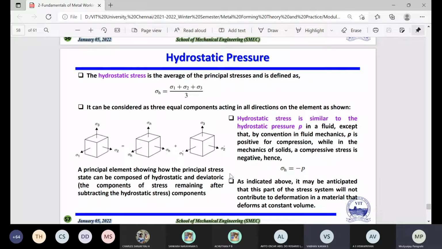So what is the deviatoric stress? It is the stress remaining after you subtract the hydrostatic part. Whenever we talk about hydrostatic stress, it is similar to hydrostatic pressure, that's why I relate them together here. But in fluids this is a different thing, and in the mechanics of solids it is different. Last time we also discussed epsilon c. Compressive stress is normally considered negative, so the hydrostatic stress equals the negative of the hydrostatic pressure, right?